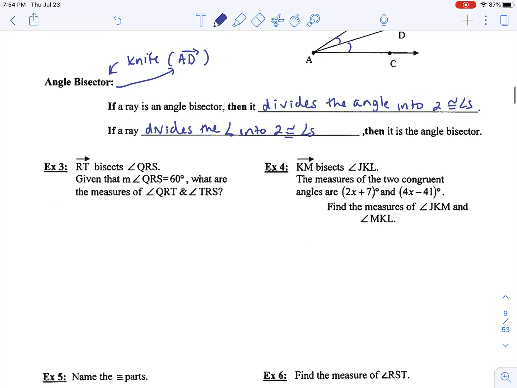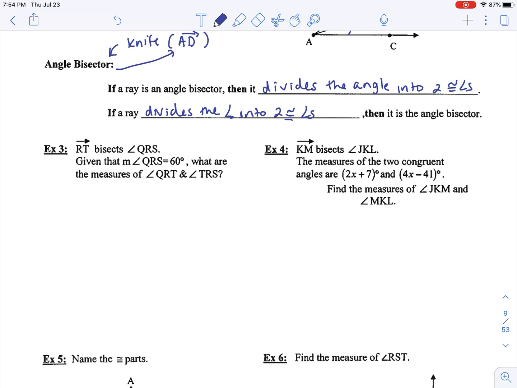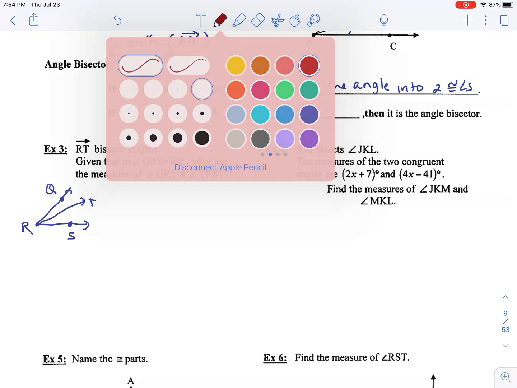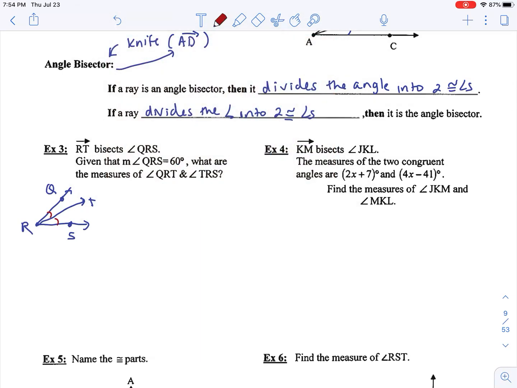So in example 3, we're not given a picture, so we'll go ahead and draw the given picture. So RT bisects QRS. So let's draw the angle QRS, R being the vertex. And then RT is a ray, so extending from the vertex. RT bisects QRS, so we can mark off the congruence.